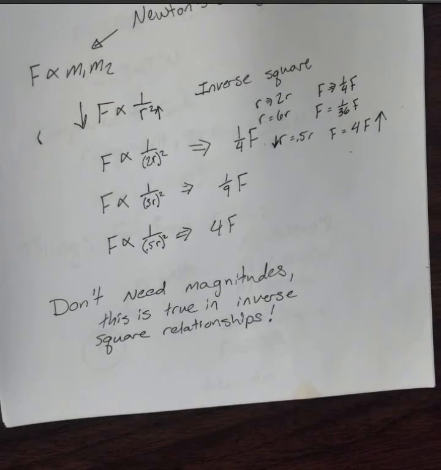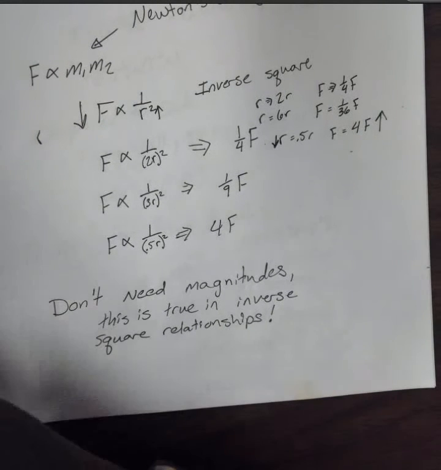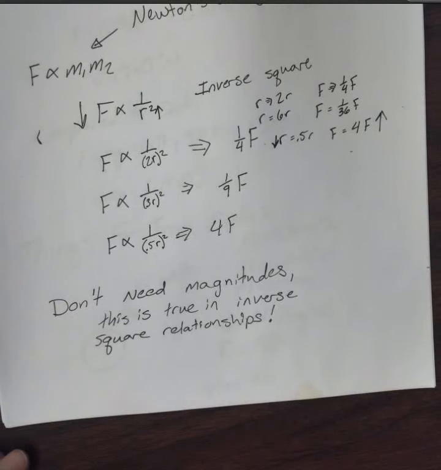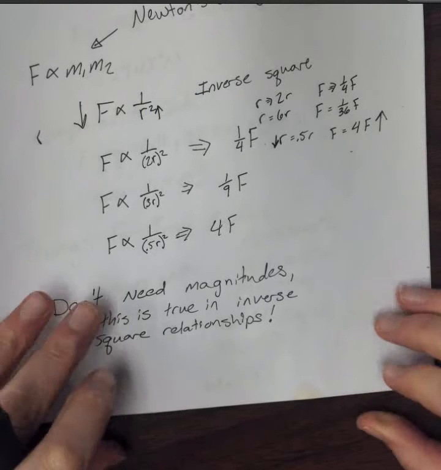This is really nice because it means that when you're doing calculations for force, or if you're looking at a change in force, you don't actually need the magnitudes. You don't need the mass of the two objects, and you don't need the exact number of the radius. You just need the ratio between the first and the second radius, which is really convenient because this makes doing these calculations much faster.